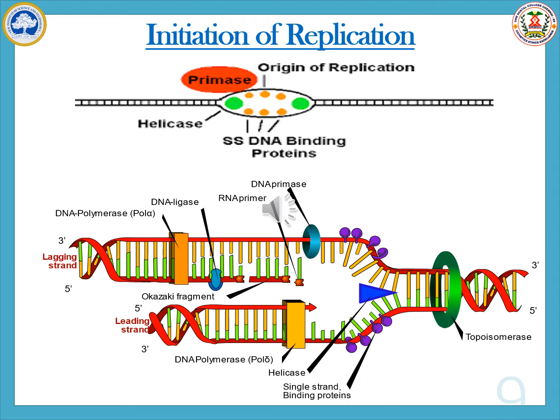by the enzyme called primase. So once the RNA primers get synthesized, the DNA polymerase starts adding the base pairs to the RNA primers, thereby elongating the structure of the DNA.